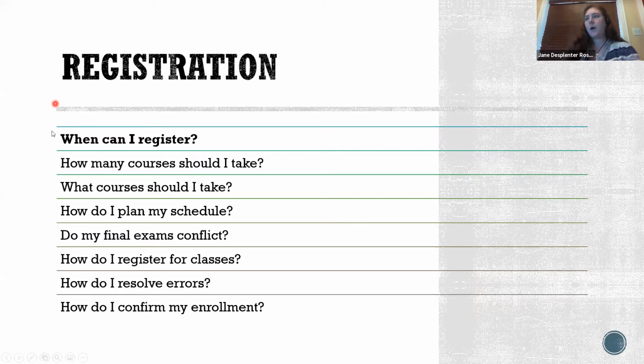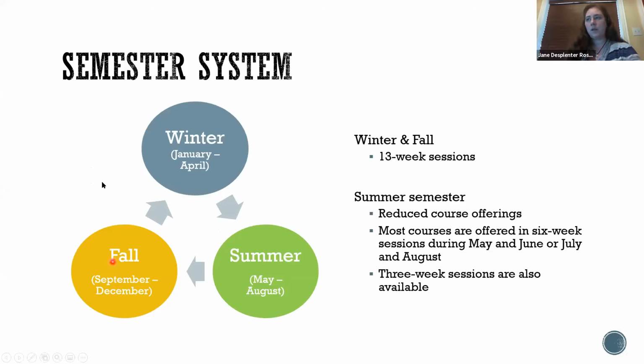All right, when can I register? We have 3 semesters at the University of Regina. We have the fall semester, which starts in September. We have the winter semester, which starts in January and goes until April. And then we have the summer or spring-summer semester. We use that term fairly interchangeably. We consider this one semester, even though there's actually like 10 parts to that semester.